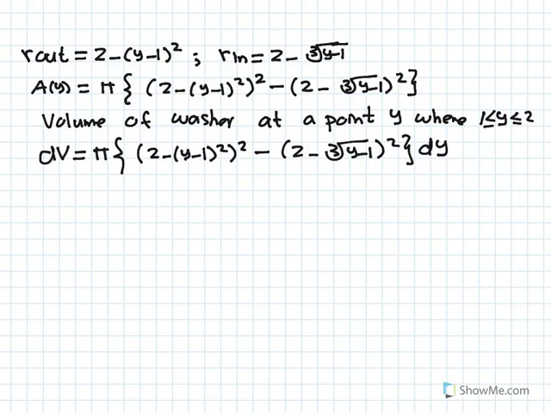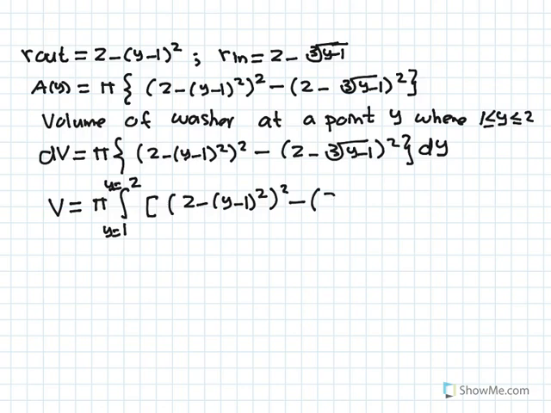Now the total volume of the solid will be the definite integral. Volume is pi times the integral from 1 to 2. This is y equals 1 up to y equals 2. These are y values. We're integrating with respect to y. And that's going to be 2 minus y minus 1 squared, all squared, outer radius squared, minus inner radius squared, 2 minus third root of y minus 1, all squared, integrated with respect to y. We're adding up these cross-sectional slices in the y direction. All right, now we have to do the computation.